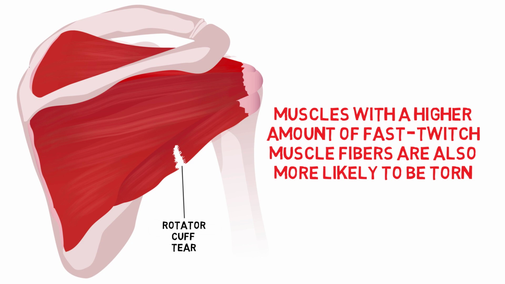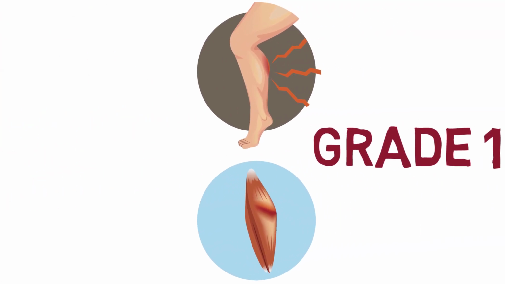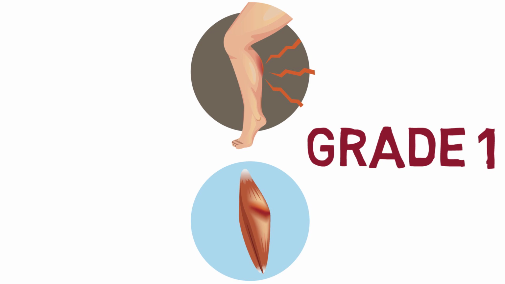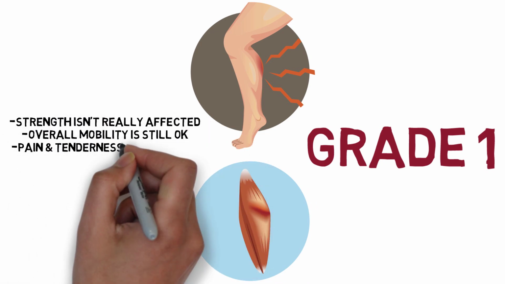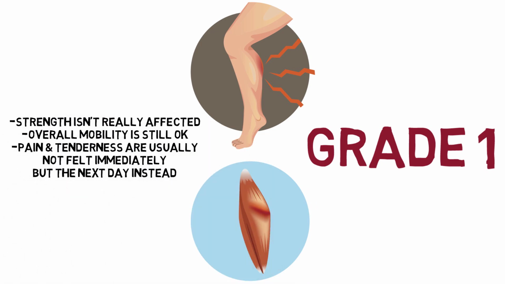There are three grades of muscle strains. Grade 1, or mild strains, are when only a tiny fraction of the fibers of a muscle are affected. Strength here isn't really affected, and one's overall mobility is still pretty much intact. Pain and tenderness are usually not felt immediately, but the next day instead.